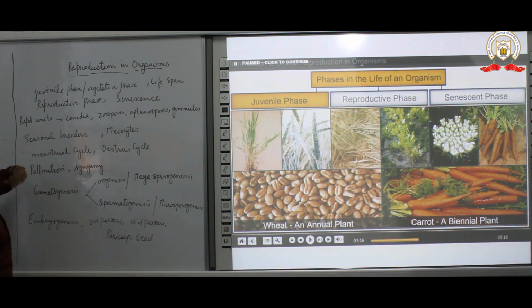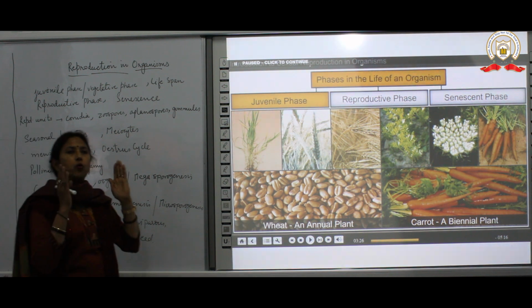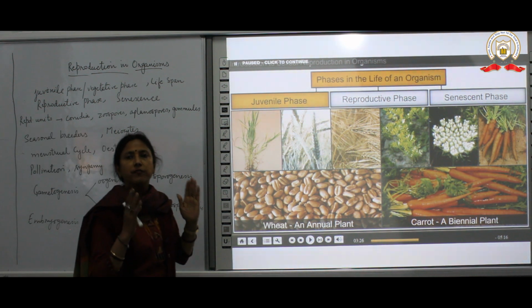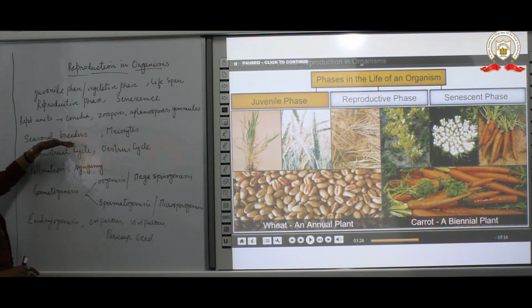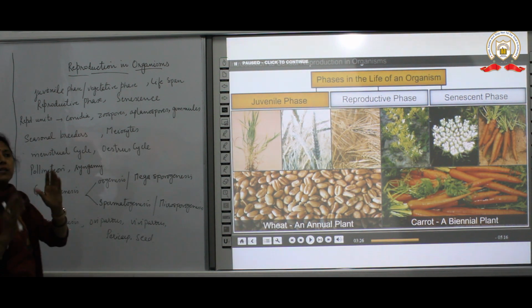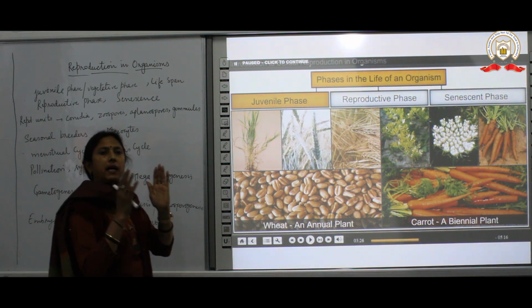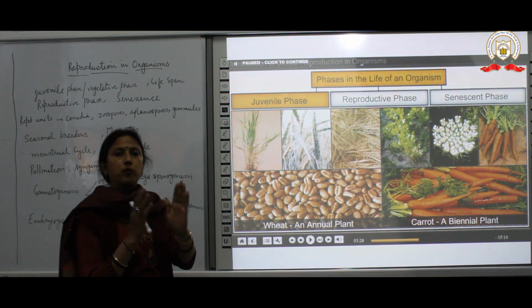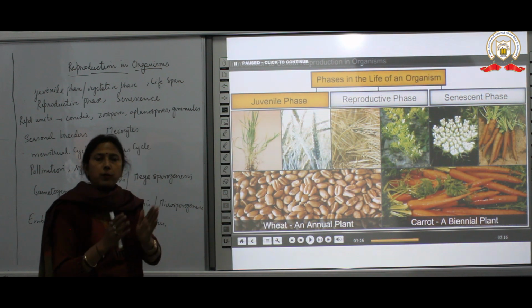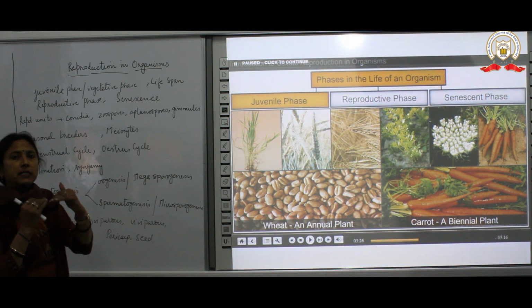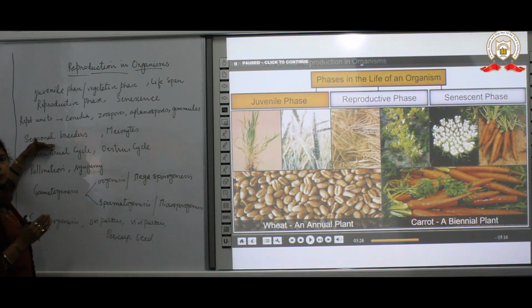Then what are seasonal breeders? Those organisms that are capable of breeding only in a particular period of time are known as seasonal breeders. These breeders have a special mode of reproduction, and the animals are capable of producing their eggs and male gametes or sperms only in a particular season. That applies to both animals and plants.